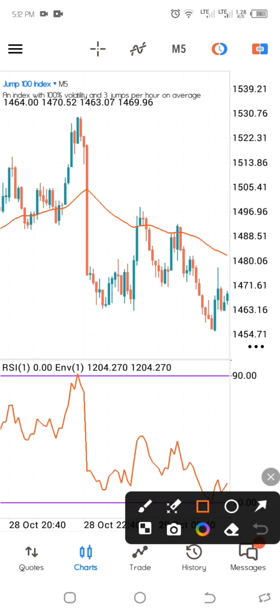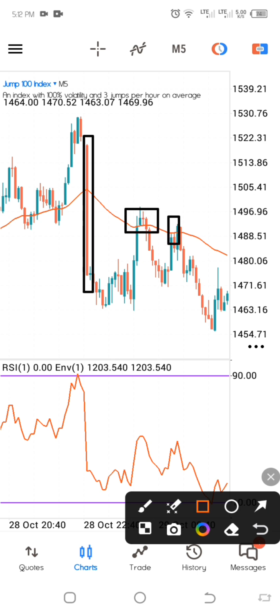After this candle break, we wait for the price to come back and touch the envelope line, which happens right here and right here. So if you miss your entry from here, then this is an opportunity for you to take your entry from this area.